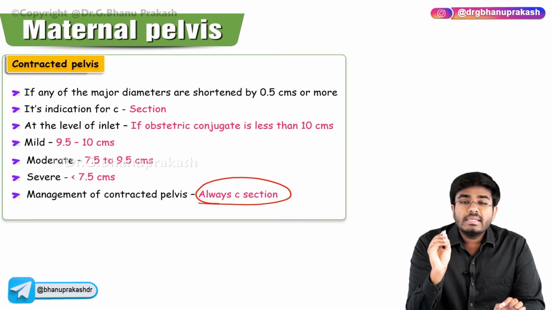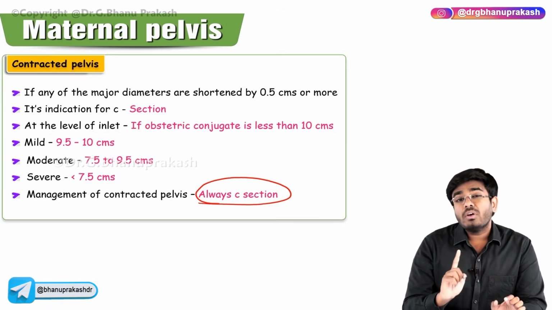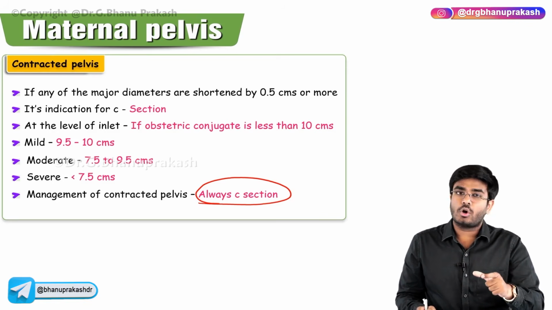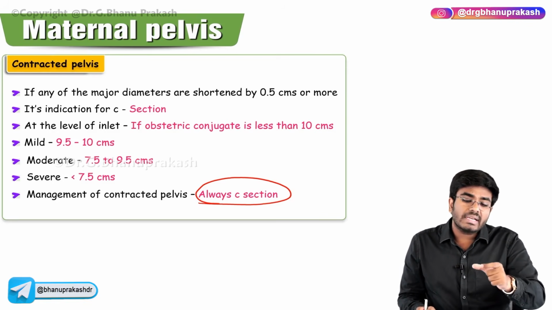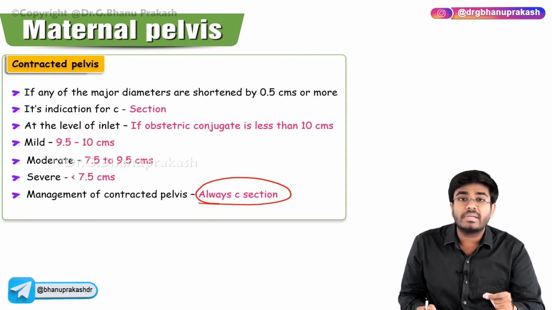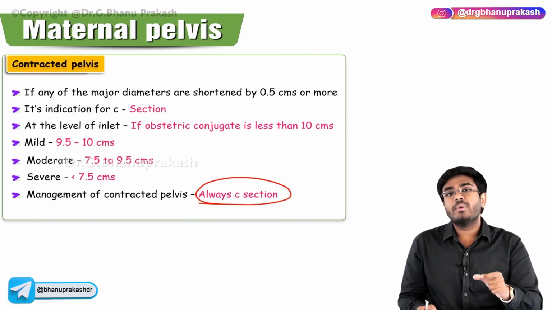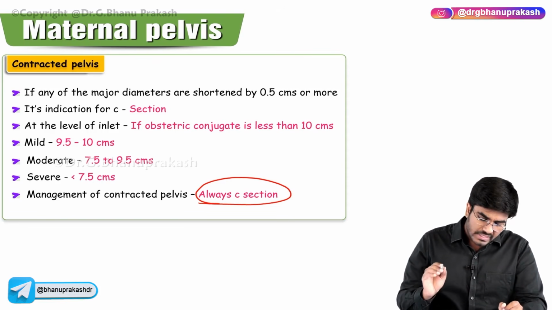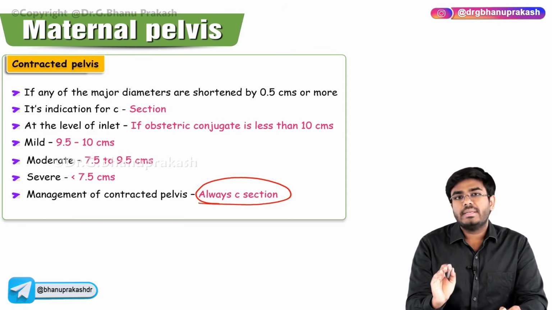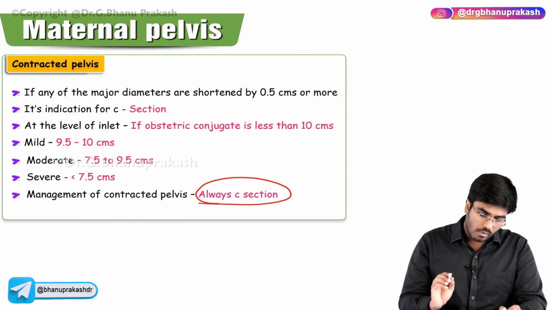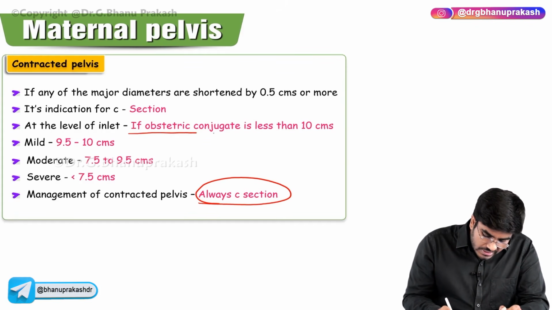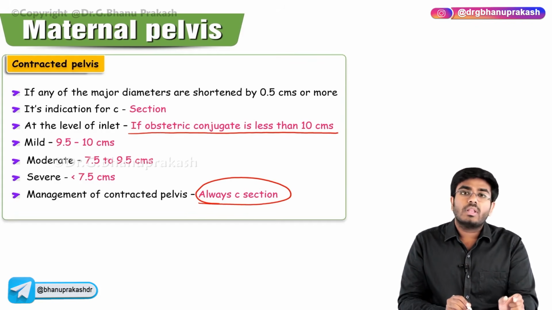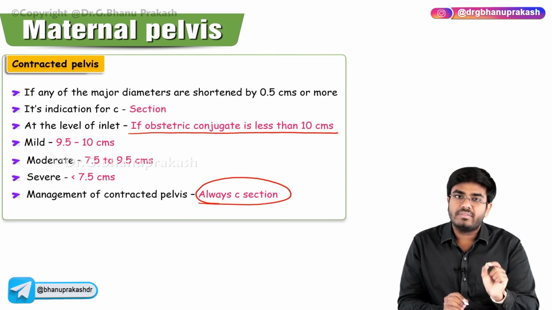Now, let's discuss something a little important. Out of all the diameters of the inlet, what is the most important diameter? It is the obstetric conjugate. The most important antero-posterior diameter is the obstetric conjugate. Why? Because it is the smallest diameter. How much is it usually? Usually it is 10 centimeters. What if the obstetric conjugate is less than 10 centimeters? Then we can call the pelvis a contracted pelvis.